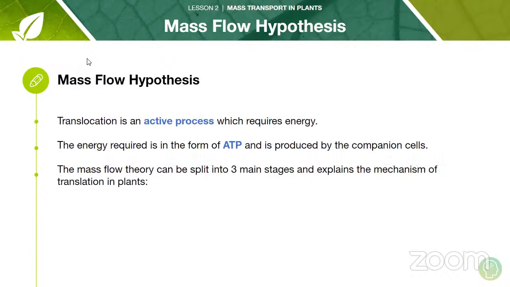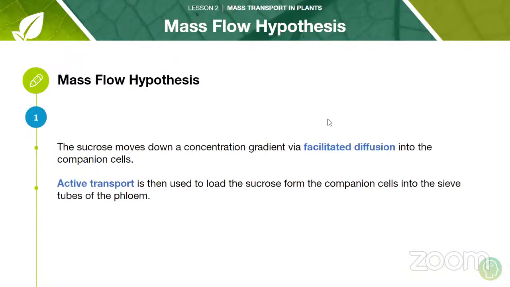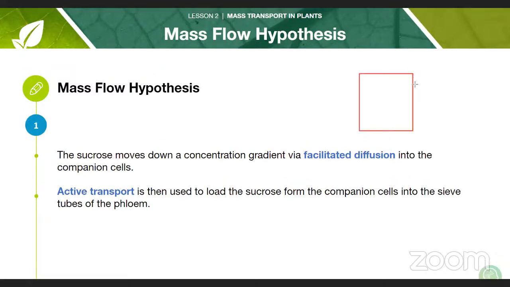Translocation is an active process, so it requires energy. Energy is required in the form of ATP, and there are 3 stages to mass flow theory. So the first stage, I will draw this out as we're going through. So you've got your sieve tube, you've got your companion cell, and you've got sort of movement through this.